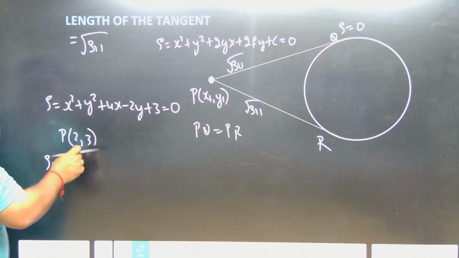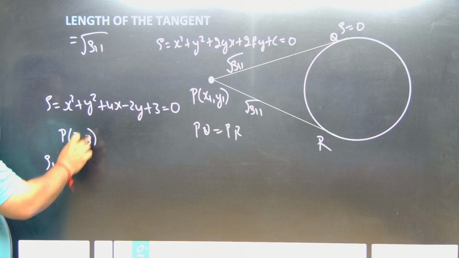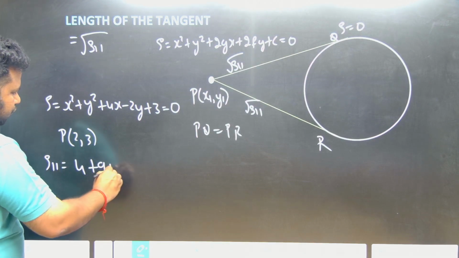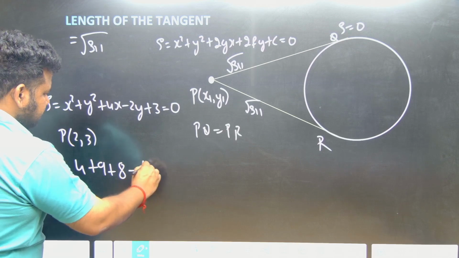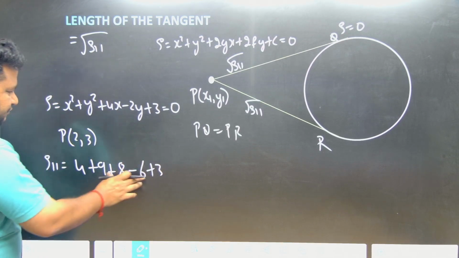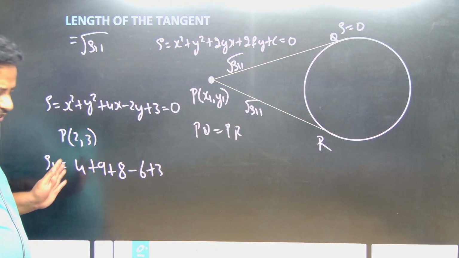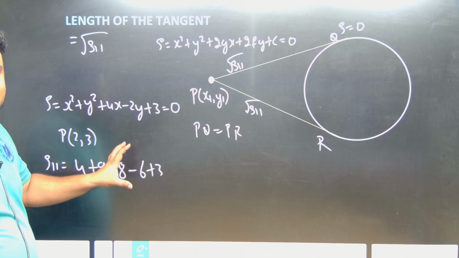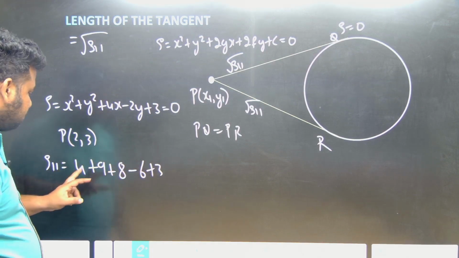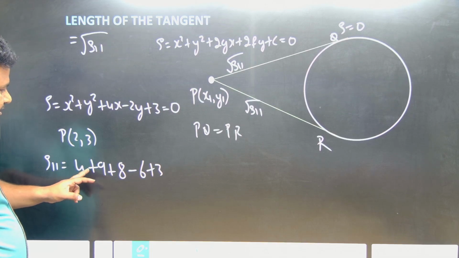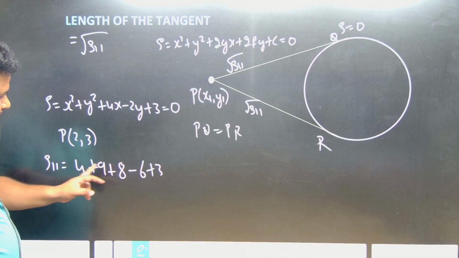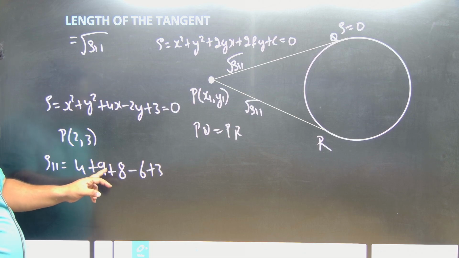Wherever x is there, I should put 2, wherever y is there, I should put 3. So this will become 2 square is 4, 3 square is 9, 4 2s are 8, 2 3s are 6 plus 3. When we put the values of x1, y1 in S11, we get a numerical value. We will not equate it to 0. So on solving, 9 plus 4 is 13, plus 8 is 21, plus 3 is 24.